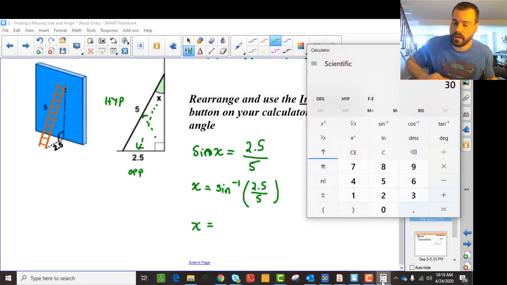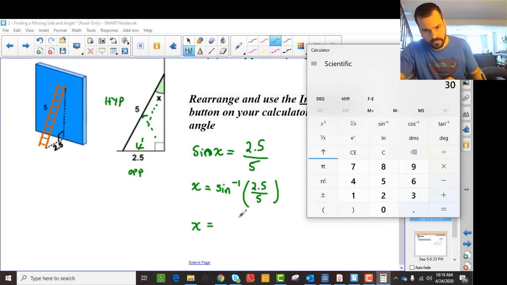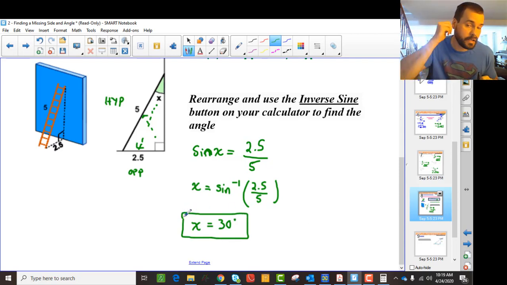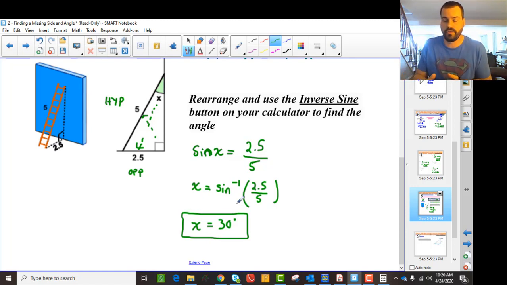So in order to do that on your calculator, on my calculator, I have to do this in steps. So I have to divide them first and then take the arc sine. You may be able to write it in all at once, but it gives me x to be 30 degrees. So that's how I find an angle. Exact same procedure at the beginning. You label what you know, the two sides that you know based on the angle you're trying to find. You select the right trig ratio based on whether you have opposite over hypotenuse, adjacent over hypotenuse, or opposite over adjacent. And then you solve for x.